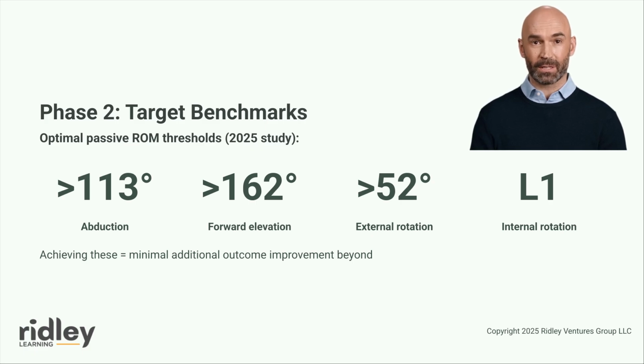Achieving these thresholds is associated with minimal additional improvement in patient-reported outcomes beyond these values, suggesting that rehabilitation goals should be individualized based on functional requirements rather than pursuing maximal motion in all patients.